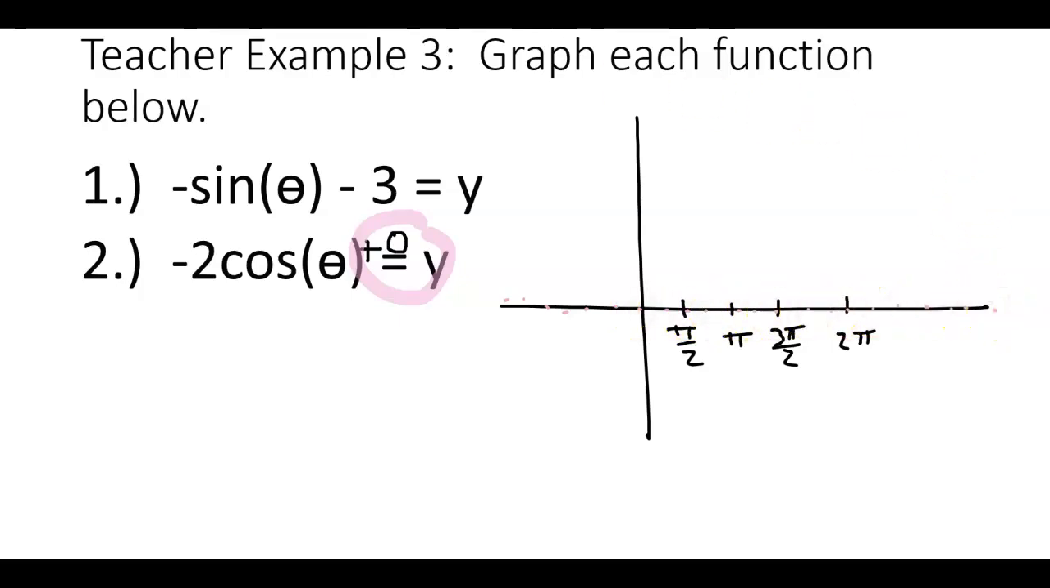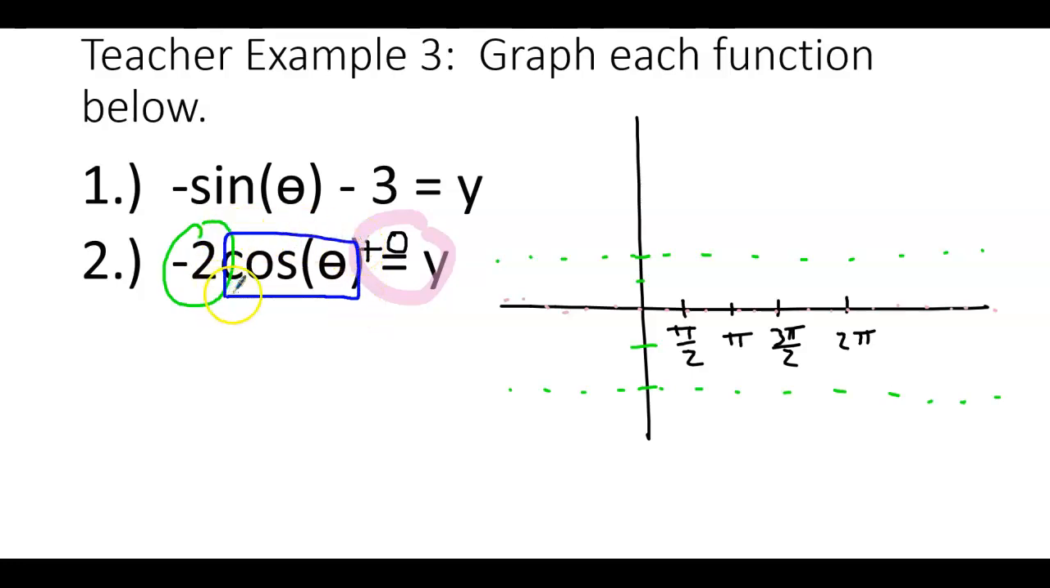So that's my midline. My amplitude is -2. Well, actually, it's just 2. So I'm going to go up 2, put a dotted line. Then I'm going to go down 2, put another dotted line to find my maxes and mins. So I've got my midline in pink. I've got my maxes and mins in green, and now we're ready to graph the curve. I'll do that in blue.